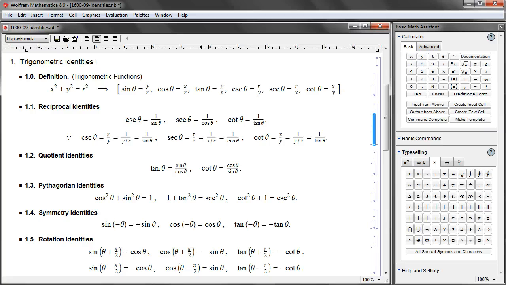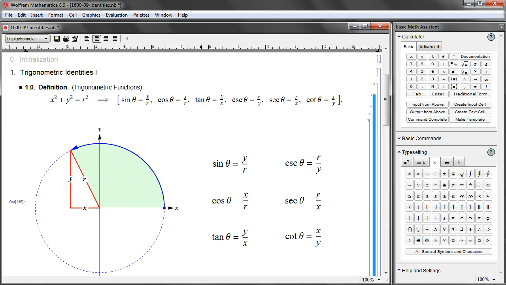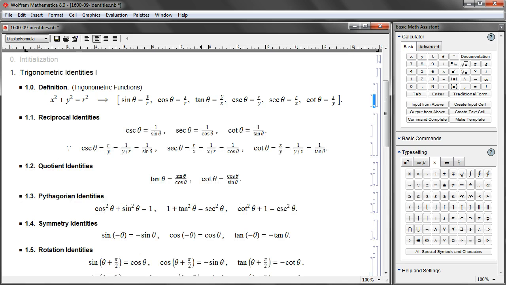Just apply the definition. Cosecant is r over y, as we see in this definition here, and divide both numerator and denominator by r. So what do you get from the numerator? r over r is just 1, and the denominator is y over r. And what is y over r? The sine of theta. So what do we get? Cosecant is equal to 1 over sine. We completely proved it.